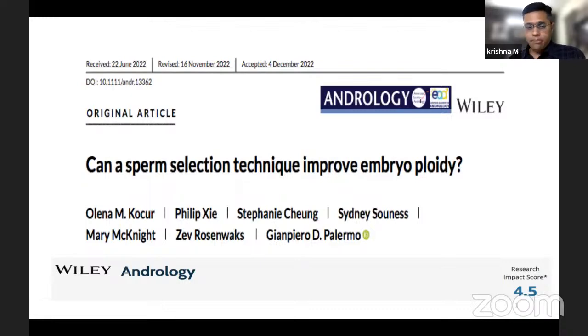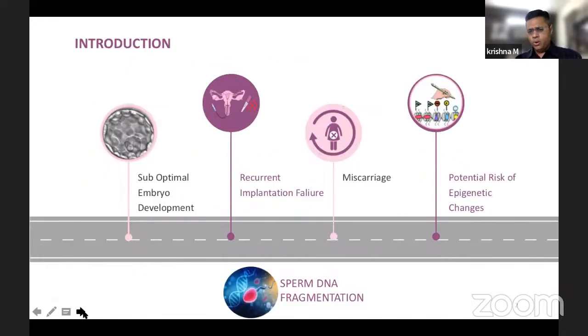So let's just look at the background first. So we all know of the various sperm functional tests that scientists have worked. I think sperm DNA fragmentation seems to be having some kind of clinical correlation, and it's kind of helping us in management of patients to an extent. So we all know with the literature that is published in the past that if there's sperm DNA fragmentation beyond a certain percentage, it can bring about suboptimal embryo development, recurrent implantation failures, recurrent miscarriages.